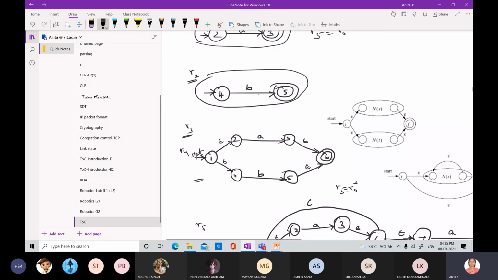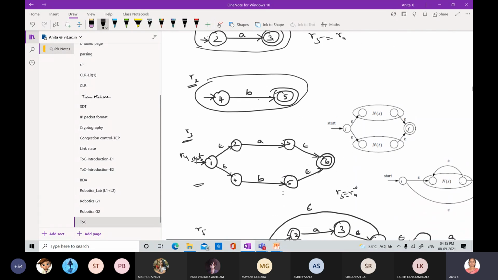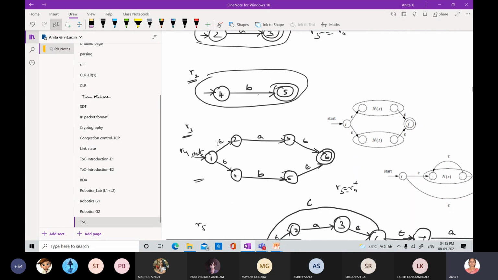Okay, and the final state is represented by a double circle, and all the edges should have the input symbol, whether it is epsilon or any input symbol. Okay.